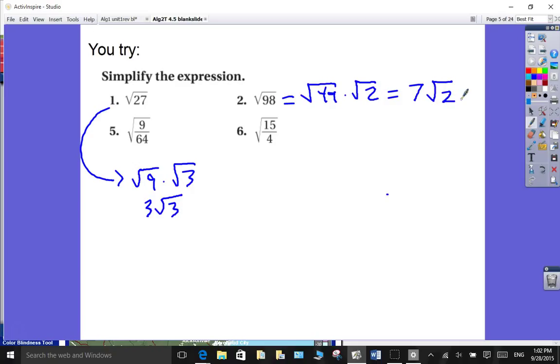And the others, those are actually, I think, easier. They're just 3/8 and the square root of 15 divided by 2. I mean, does the square root of 15 simplify? Again, you just think, is it a perfect square? No, it doesn't have any factors that are perfect squares. 1, 3, 5, 15. No, no. So you're done.